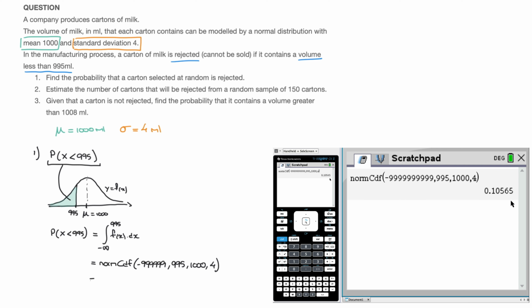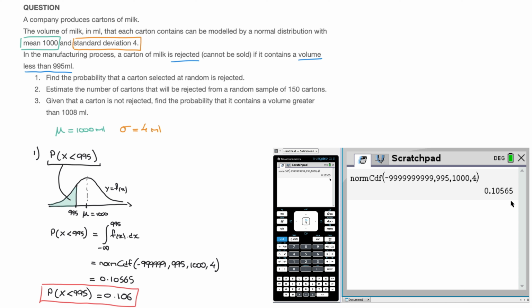Next, I'll write exactly what I see on the calculator. That's equal to 0.10565. And finally, I'll round that answer to 3 significant figures to state that the probability that x is less than 995 is equal to 0.106. And that's the answer.